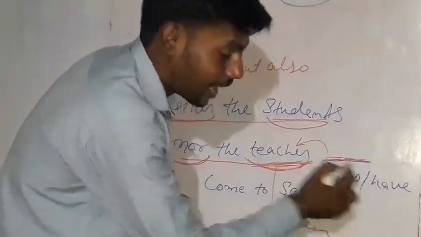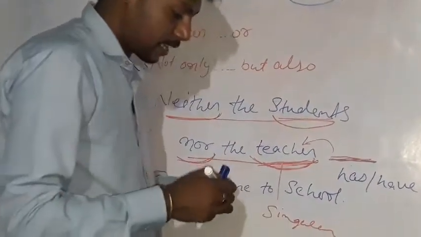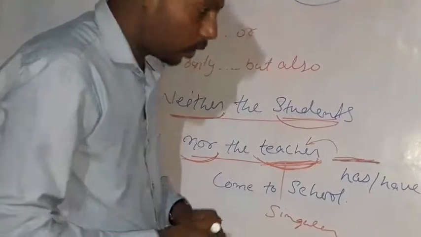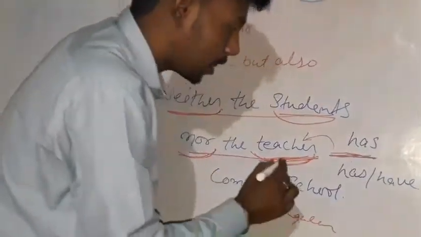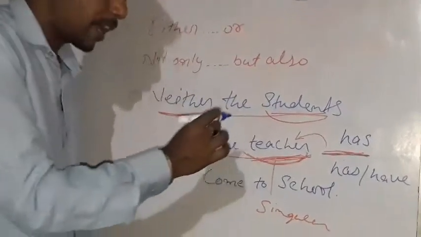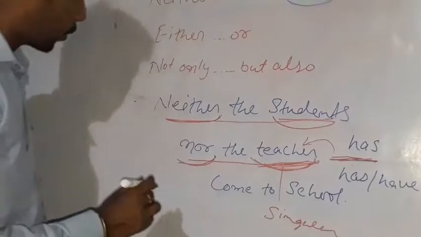Now have or has, which one is singular? You must know has is singular, whereas have is a plural verb. Has comes with all the singular subjects and have comes with all the plural subjects. Okay?